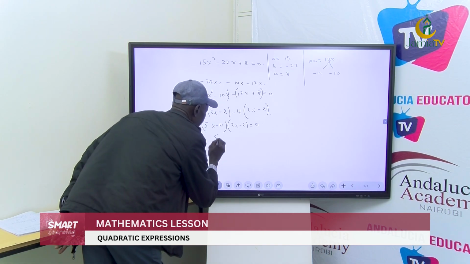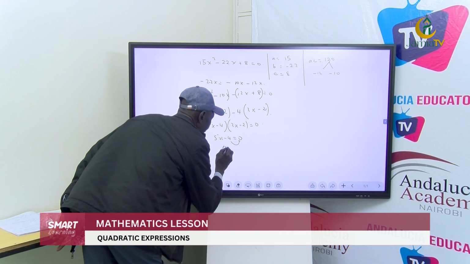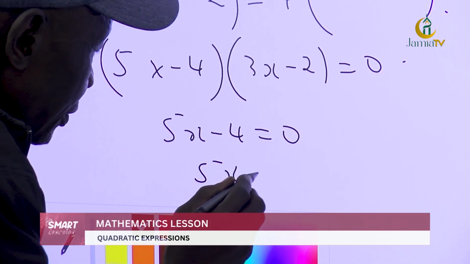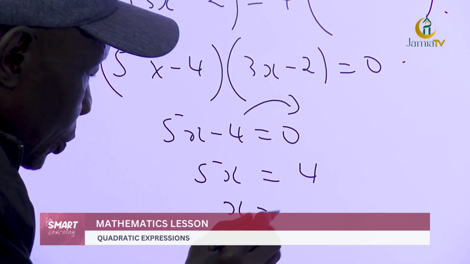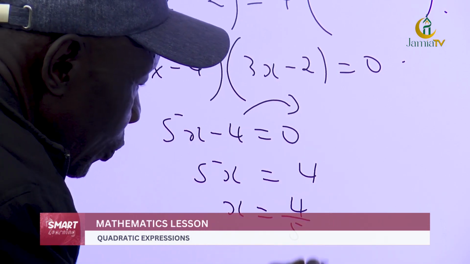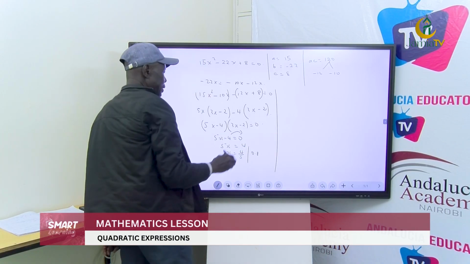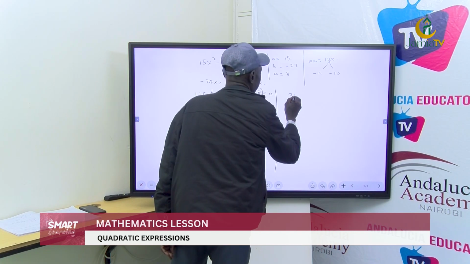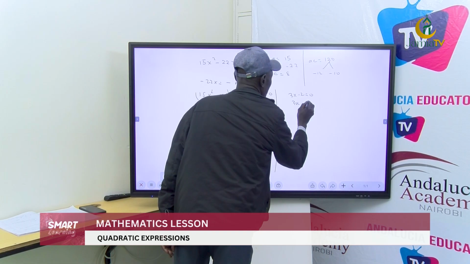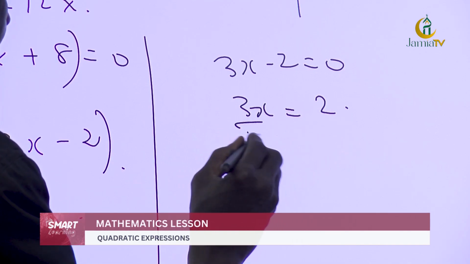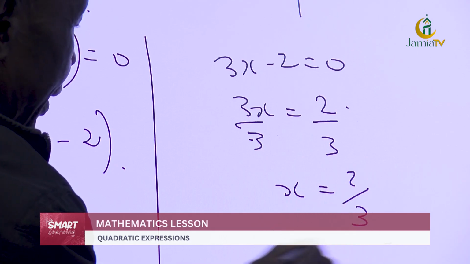So our 5x minus 4 equals 0. Take this one there. 5x equals 4 after taking this one there. So our x equals 4 over 5, which is the same as 0.8. Then the next one is easy. We have 3x minus 2 equals 0. So 3x equals 2. And then divide by 3, x equals 2 over 3.